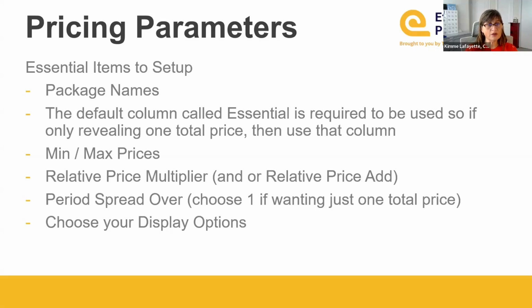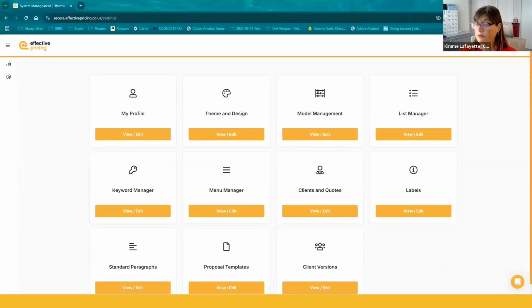So the first thing we're looking at is pricing parameters: package names, default column, minimum and maximum prices, relative price multiplier, and the period to spread prices over, and then display options. So I'm going to jump over now into the software.